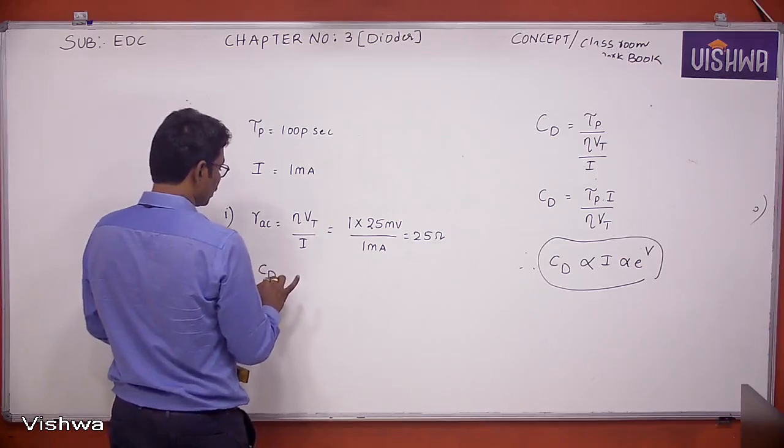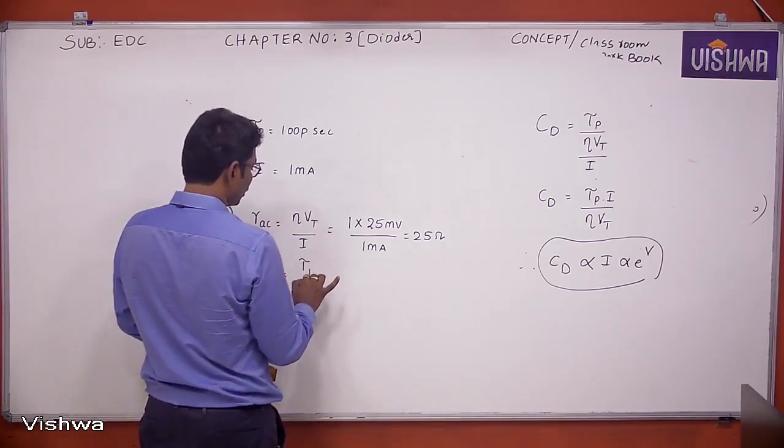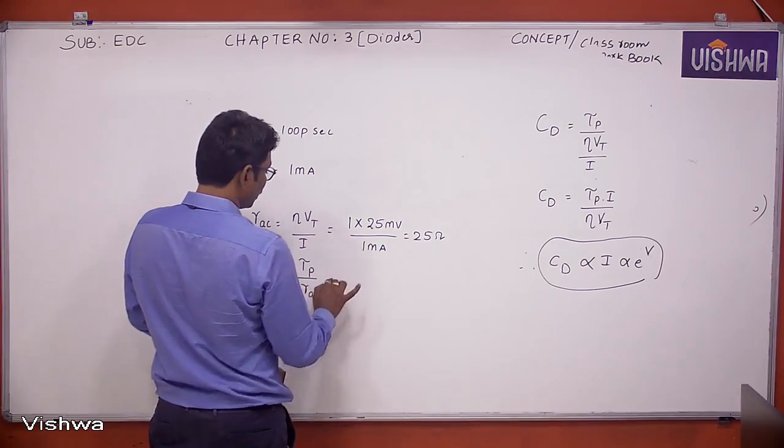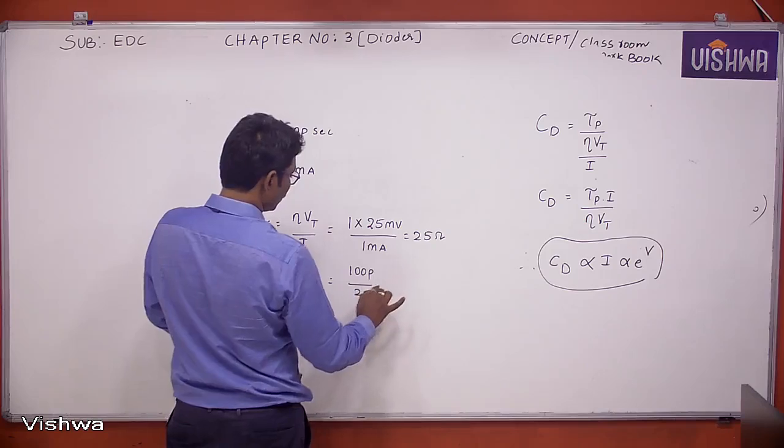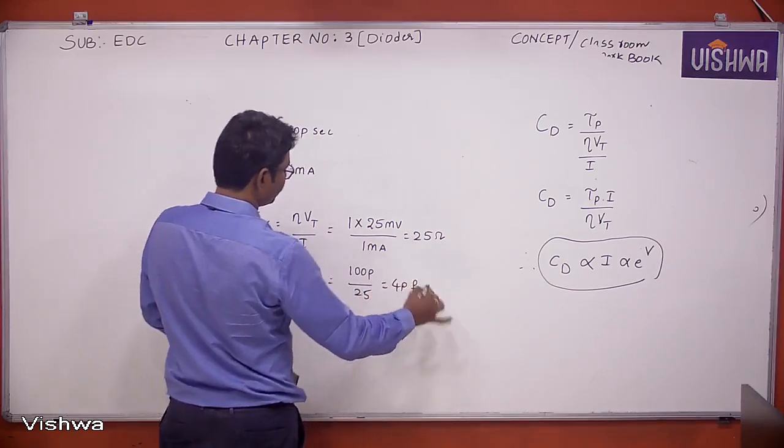Small signal resistance is nothing but dynamic resistance, right? And coming to the diffusion capacitance, it is nothing but tau P by RAC. What is tau P here? 100 picosecond by 25 ohms. How much is it? 4 picofarad. Yeah, copy.